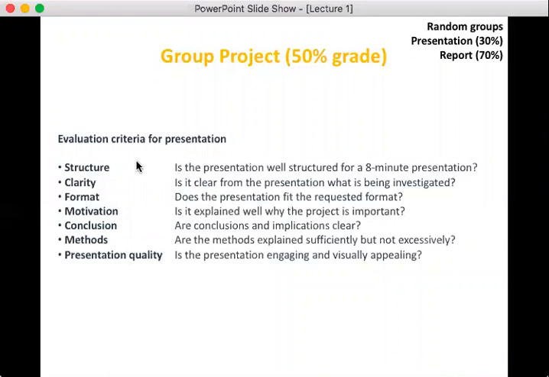Very important, there are trivial things. Is the presentation well structured for 8 minutes and so on? Obviously, if you make a 3 minutes presentation or a 15 minutes presentation, you automatically get 0 on that. So please try to stick to 8 minutes. It can be 7.5. It should not be more than 8, also because we will cut it at 8 minutes. So even if it's 8.01, we will cut the last second, to be fair to everyone and to be sure that we are on schedule.